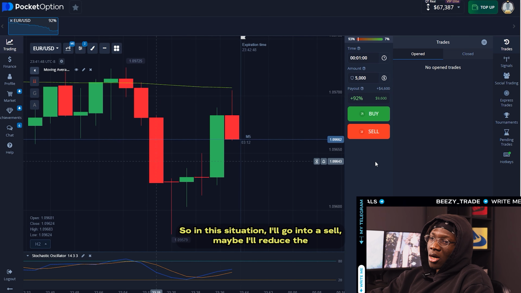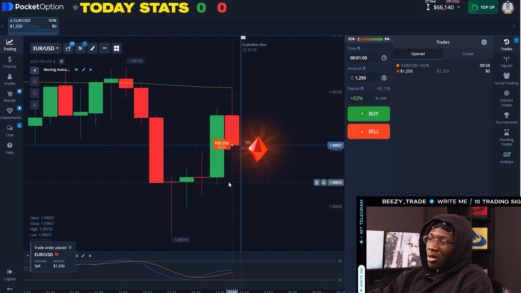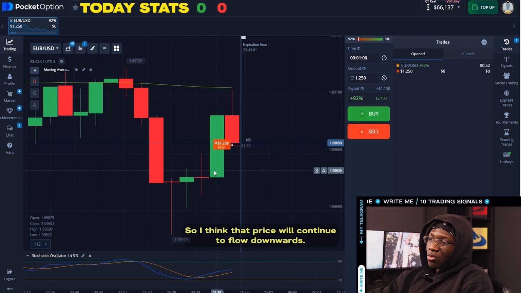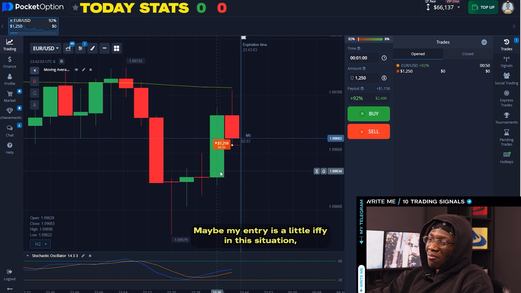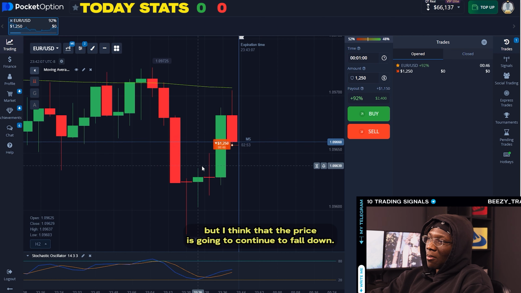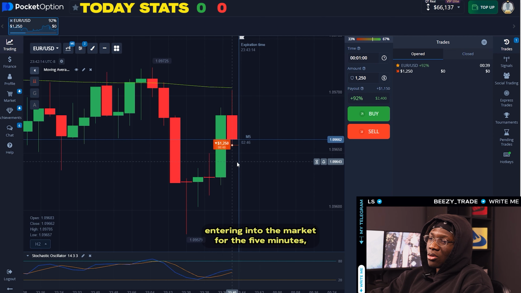So in this situation, I'll go into a sell. Maybe I'll reduce that a little bit to 1 minute, because I really think that I could quickly scalp here. So I think that price will continue to flow downwards. Maybe my entry is a little iffy in this situation, but I think that the price is going to continue to fall down.